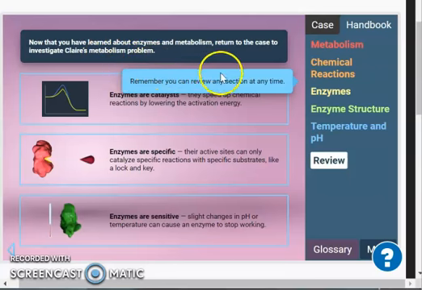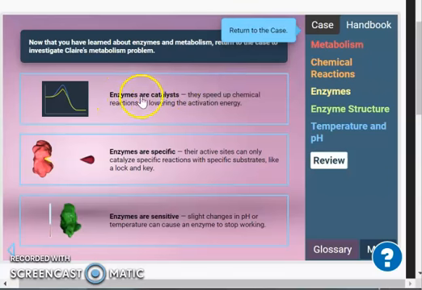Now that we have learned about enzymes and metabolism, we can return to the case to investigate Claire's metabolism problems. Remember, enzymes are catalysts. They speed up our chemical reactions by lowering the activation energy. Enzymes are specific. The active sites can only catalyze specific reactions with specific substrates, like a lock and key. And enzymes are sensitive. Slight changes in pH or temperature can cause an enzyme to stop working. Now we will return back to the case.